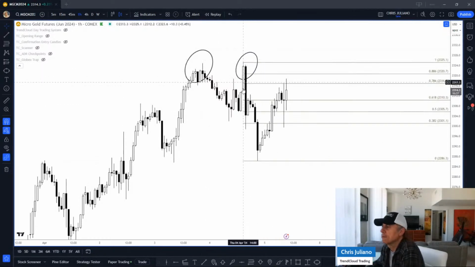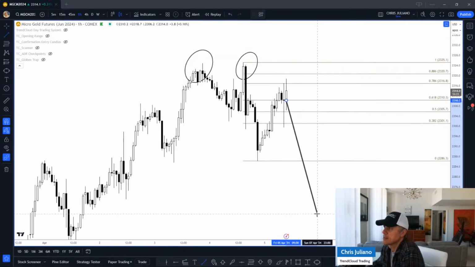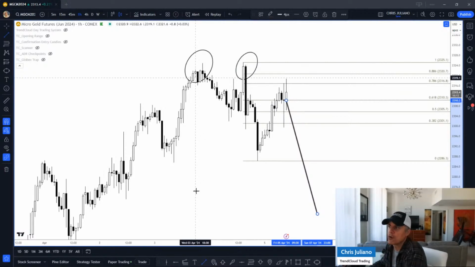And look what we have. Pulls all the way up, and what we're waiting for really is for it to hit that 618 retracement level. This is a trend reversal technique that you can use to get in early on going short.